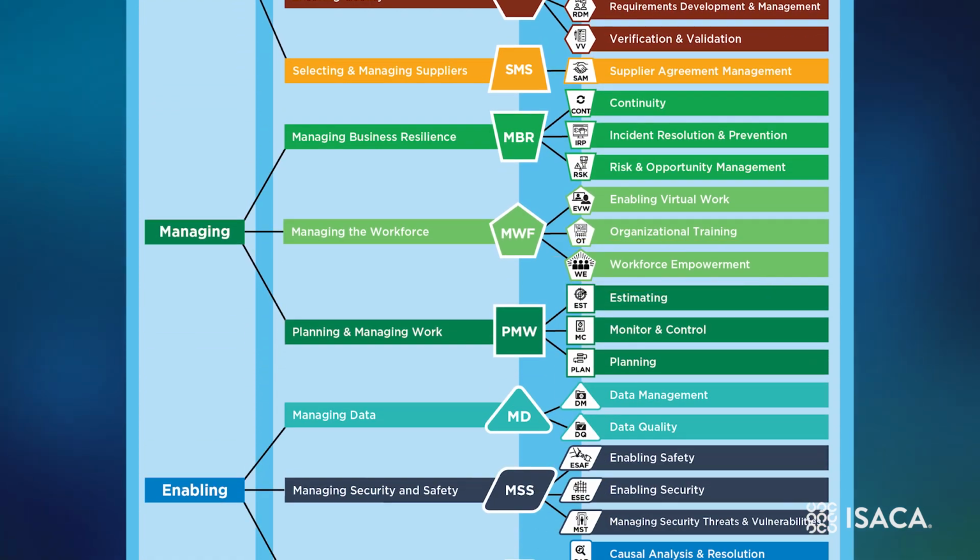This practice area is part of the capability area called Managing the Workforce, which is about building overall capability through people. In addition to workforce empowerment, or WE, the other two practice areas included in the Managing the Workforce capability area are organizational training and enabling virtual work. Specifically, workforce empowerment is about equipping the workforce to meet its goals.